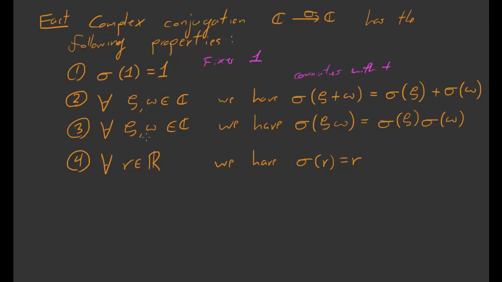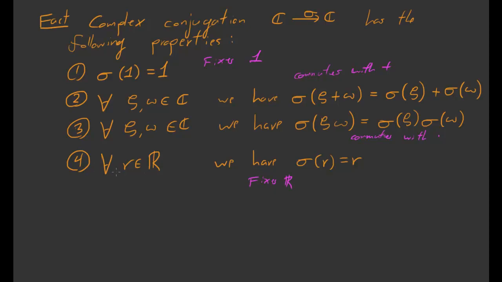And similarly, we have that for all complex numbers zeta and omega, sigma of zeta times omega is equal to sigma of zeta times sigma of omega. So here we had multiplication inside the parentheses, and here we moved it outside. And the way this property is usually expressed is by saying that sigma commutes with multiplication. And finally, we have that for every real number r, sigma of r is equal to r. And this is usually expressed by saying that sigma fixes r.